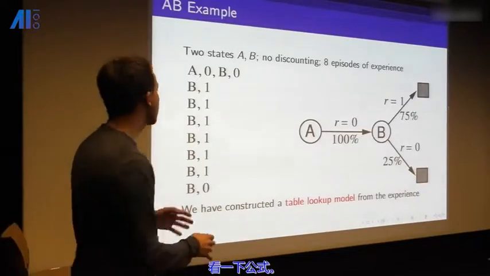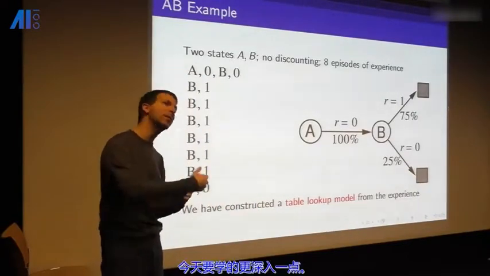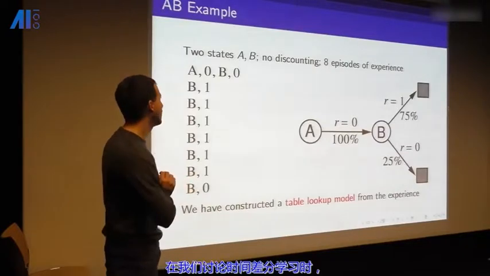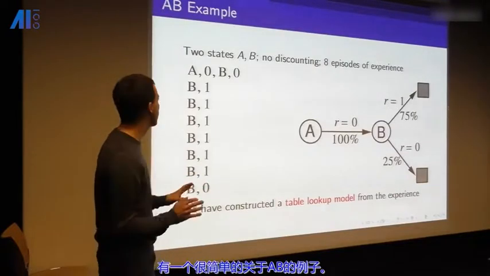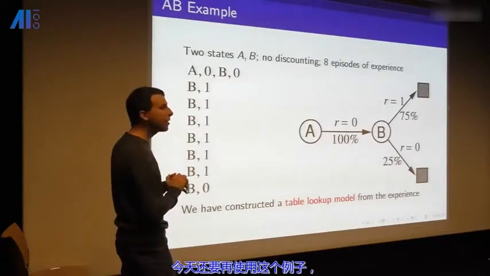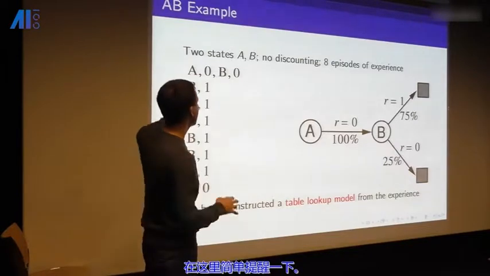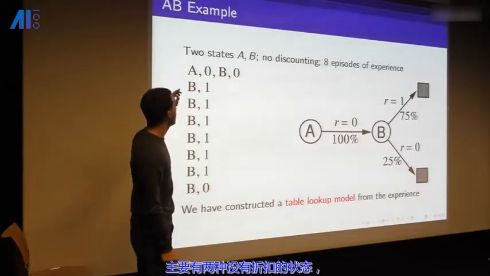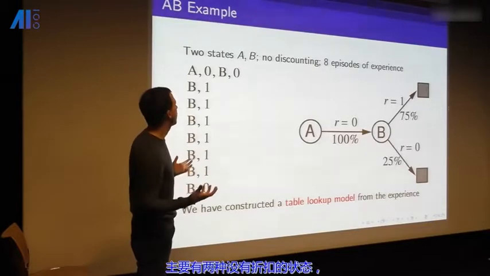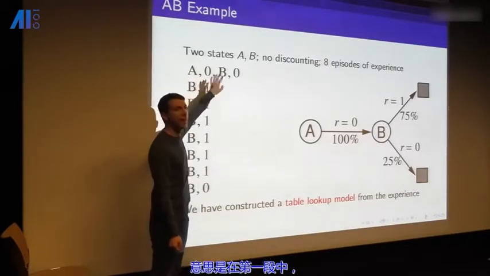Okay, let's make this concrete. We've had this example once before, but I'm going to take it one step further in this class now. We had this really simple A-B example when we were talking about understanding temporal difference learning. So we're going to use it for a different purpose here, which is model learning. Just to remind you of this problem, we've basically got two states with no discounting, and we just see these episodes of experience from state A and state B.